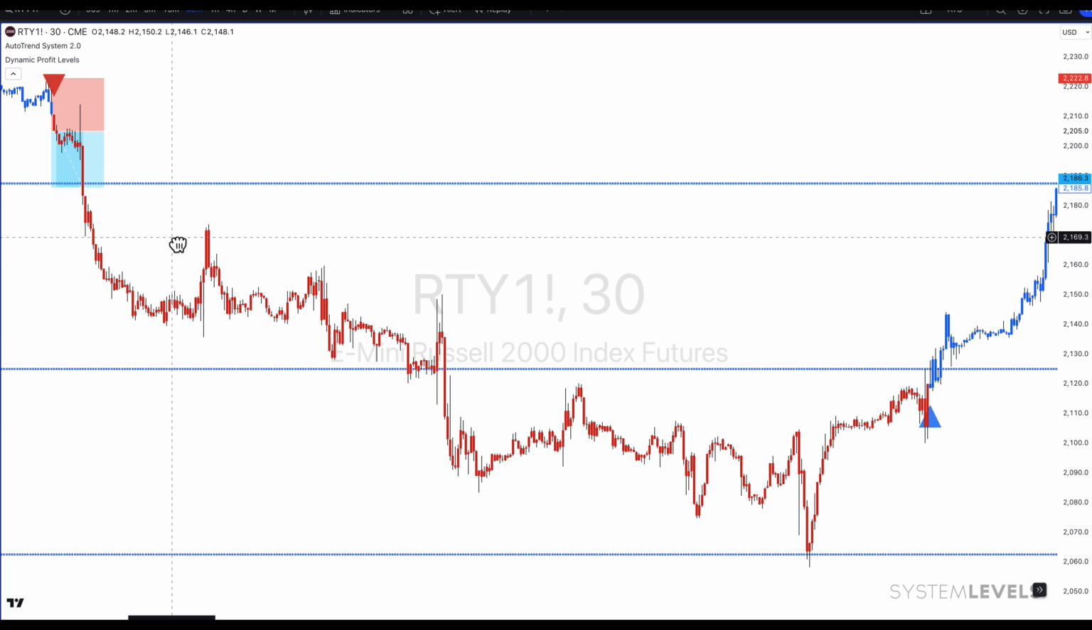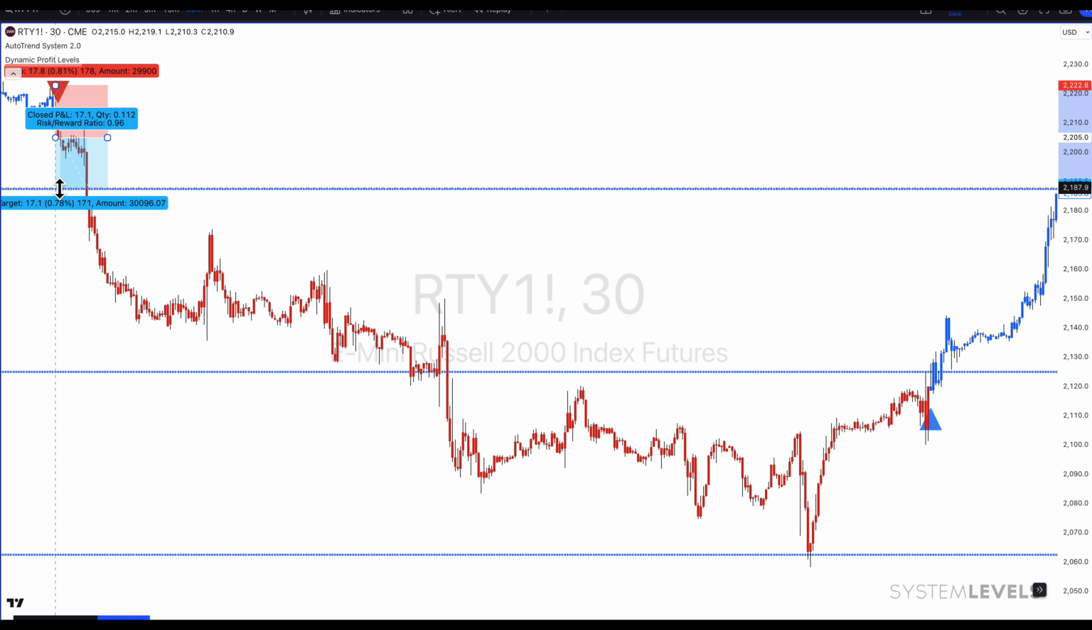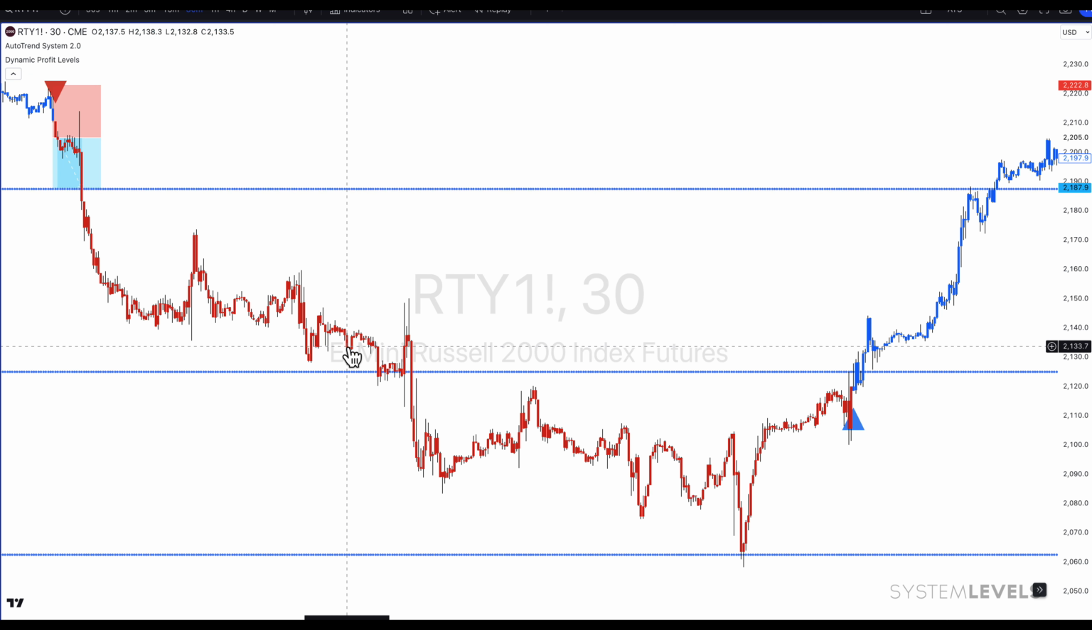So let's say, just for simplicity's sake, that I bought here 4 contracts, or I shorted here rather 4 contracts of the Russel 2000. As soon as price hits my first dynamic profit level here, I will be exiting 1/4 of my position. So that means I will be covering 1 contract of Russel 2000 for a profit of about 17 points in a single contract. And then I'm basically waiting for the next time that a dynamic profit level is being hit by the price.